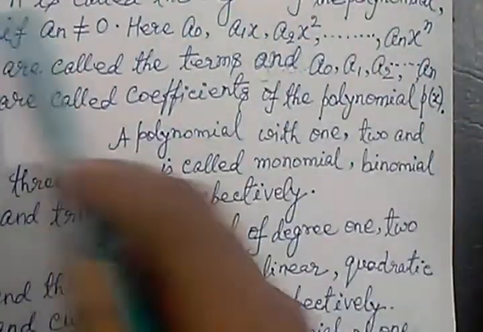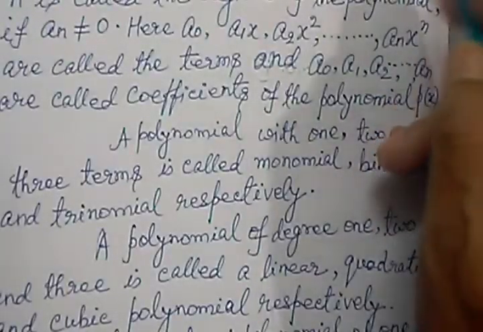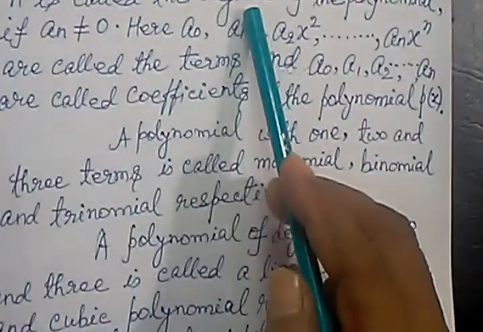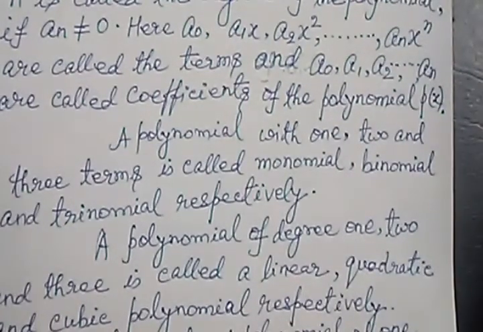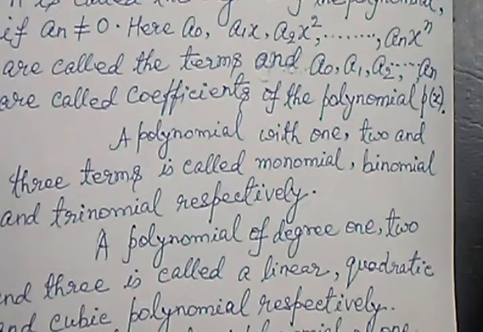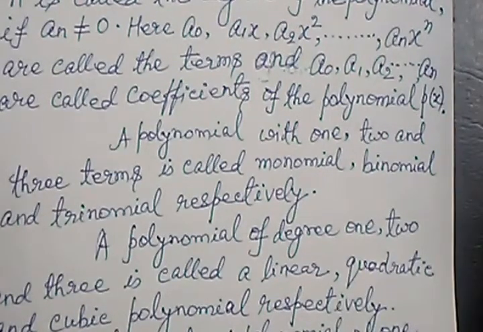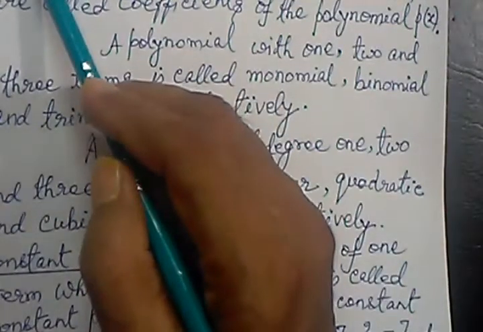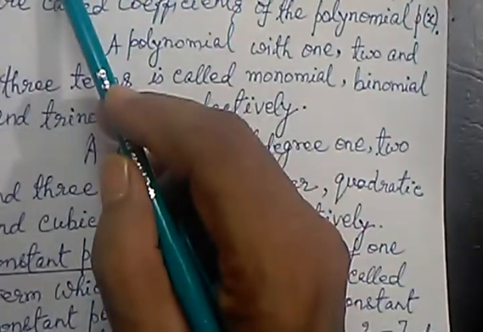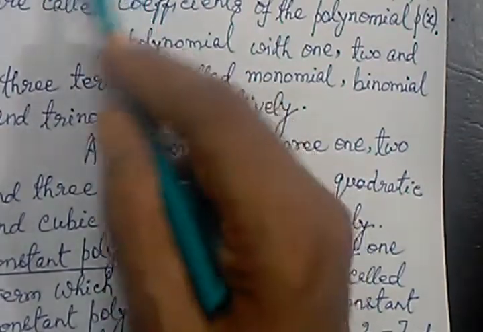The highest power n is called the degree of the polynomial. Whatever it may be, that highest power is called the degree. Suppose the highest power is 7, it means the polynomial is of degree 7. If the highest power is 11, then the polynomial is of degree 11, and so on. That is called the degree of the polynomial. The condition is that an is not equal to 0, this coefficient an should not be 0.